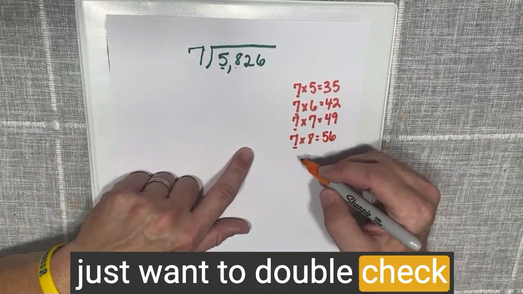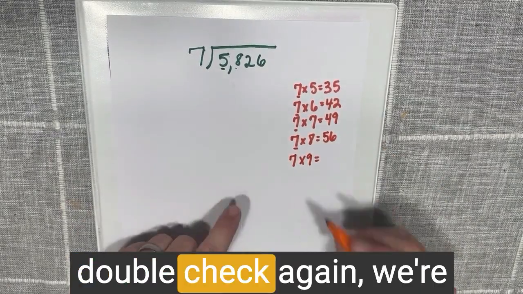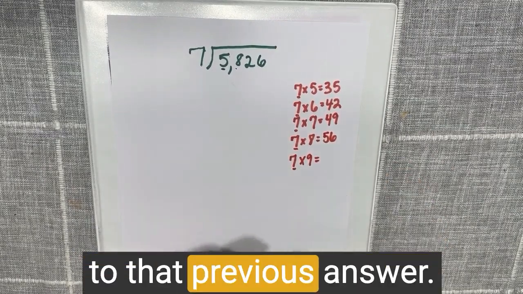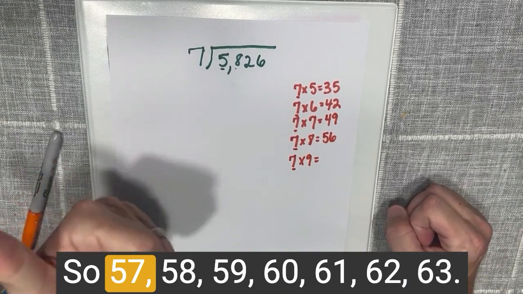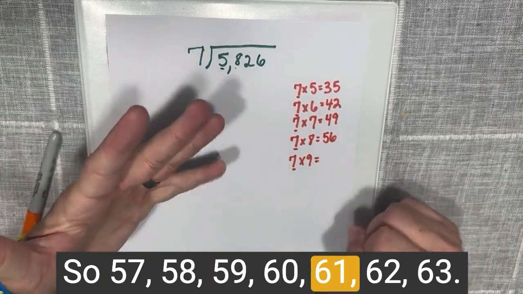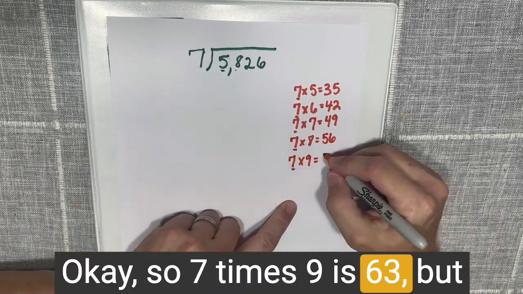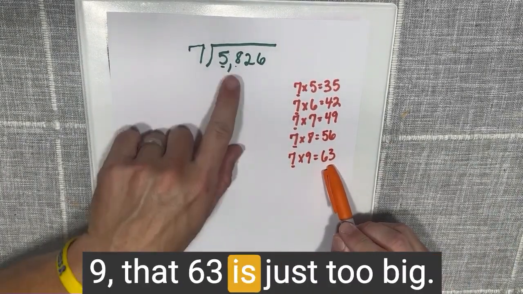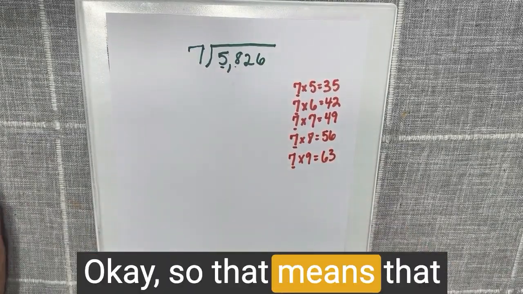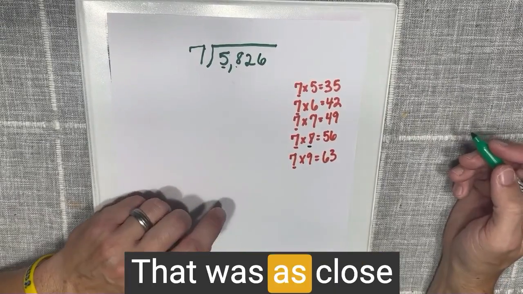But if you just want to double check yourself, you can figure out what is 7 times 9. Again, we're just going to add 7 to that previous answer. So I take 56, I'm going to add 7 to it. So 57, 58, 59, 60, 61, 62, 63. Okay. So 7 times 9 is 63. But what we see is that 63 is just too big. So that means that 7 went into 58 8 times. That was as close as we can get.